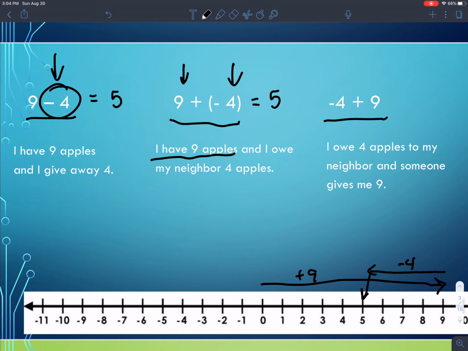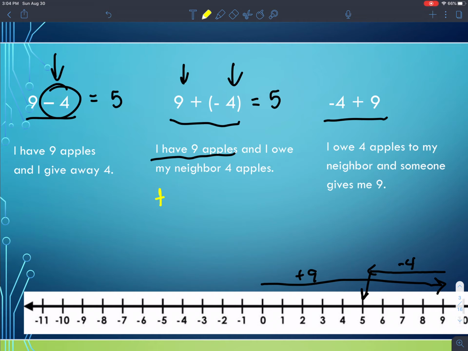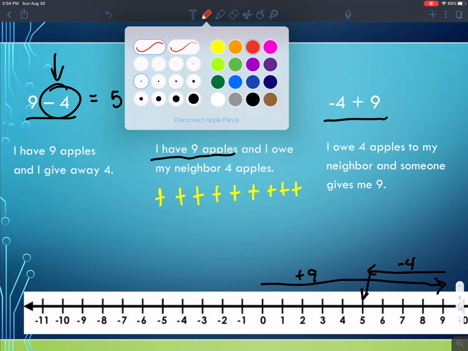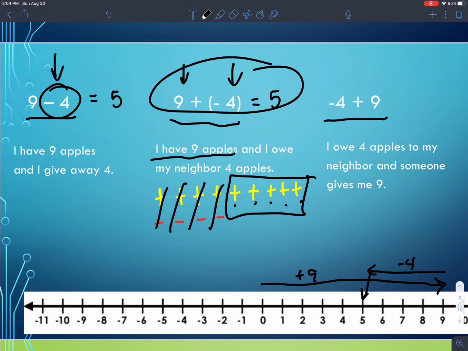This could also have been represented with our integer counters. You could have seen that having 9 apples is like having positive 9. 1, 2, 3, 4, 5, 6, 7, 8, 9. And having 4 negatives is like having negative 4. And once we go to cancel those out, 1, 2, 3, 4, what we have left is 1, 2, 3, 4, 5 positives, or positive 5. So we've represented that numerically, physically with a model, and also with a number line model.